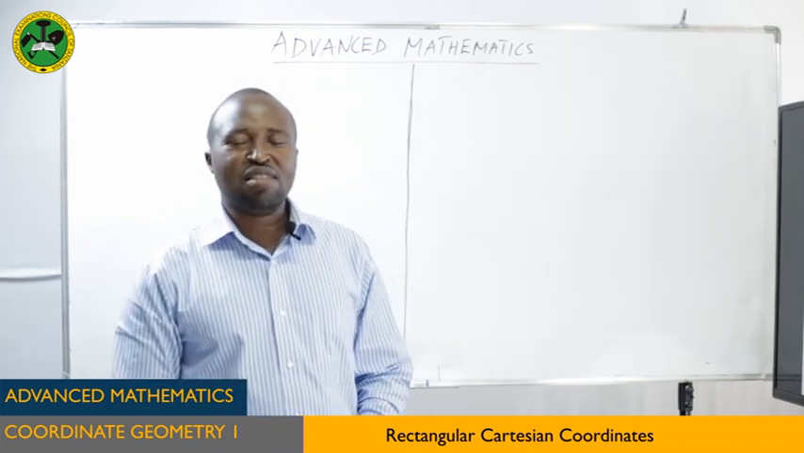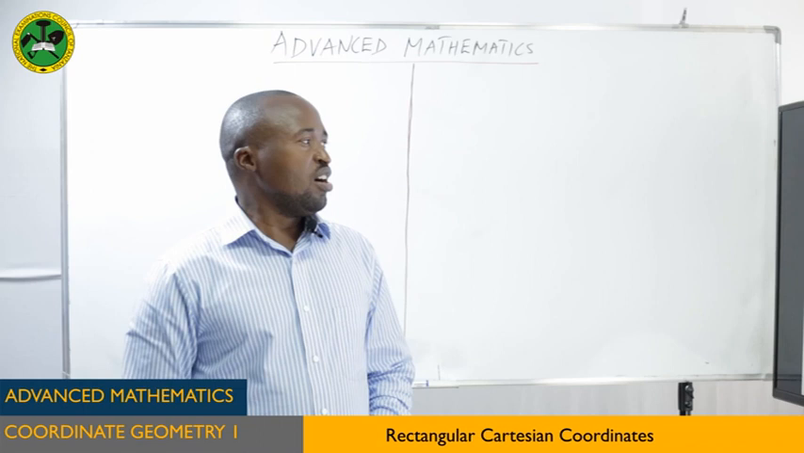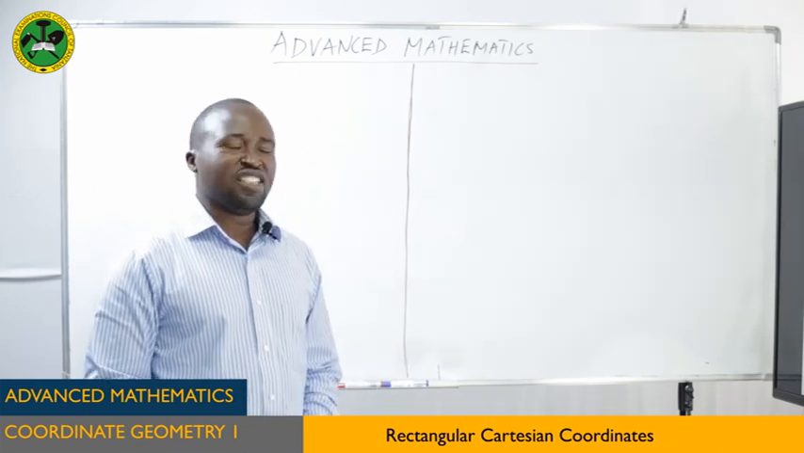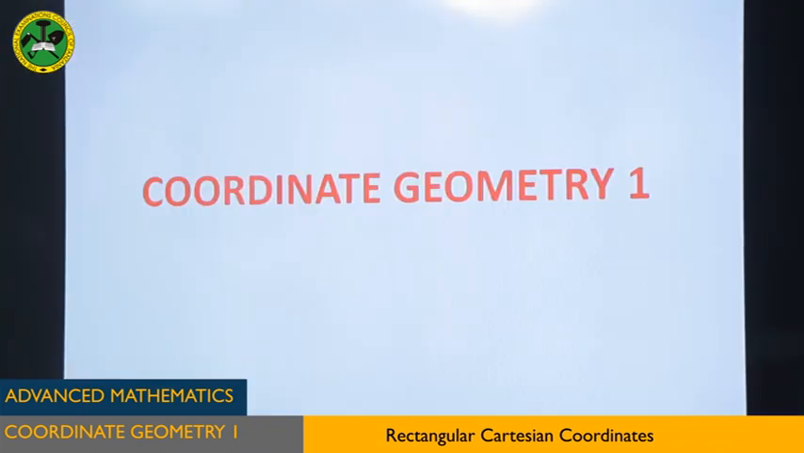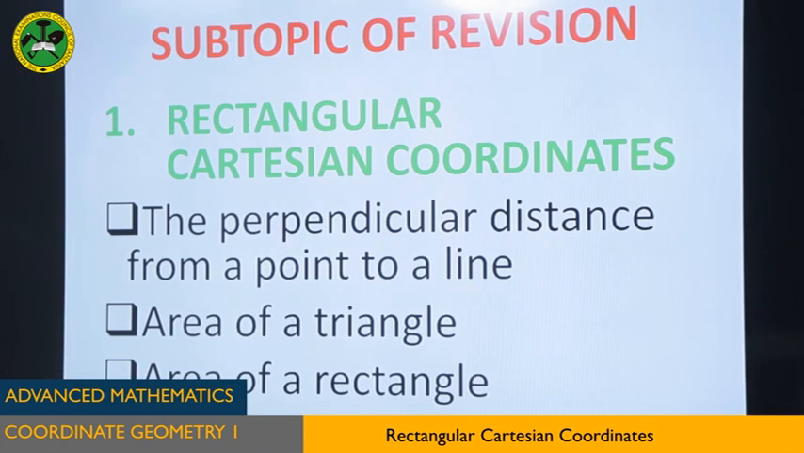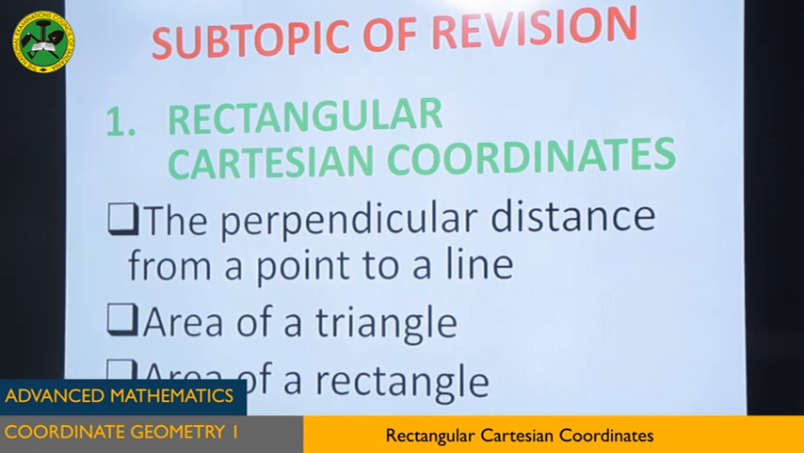I'm teaching advanced mathematics. Today we are going to discuss some review questions on coordinate geometry 1. And the subtopic that we are going to review their questions is called the rectangular Cartesian coordinates. And the parts that are in rectangular Cartesian coordinates that we are going to discuss are with the perpendicular distance from a point to a line. But again, we have the area of a triangle. And the last part will be area of a rectangle.